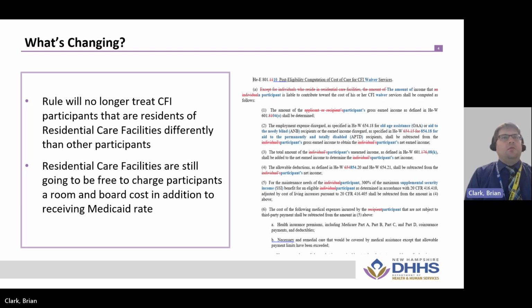So I wanted to go over what changed with the new iteration of the HEE 801. The rule will no longer treat CFI participants that are residents of residential care facilities differently than other participants. However, residential care facilities are still going to be free to charge participants a room and board cost in addition to receiving the Medicaid rate. The cost of care rule was not intended to govern what residential care facilities can charge for room and board.